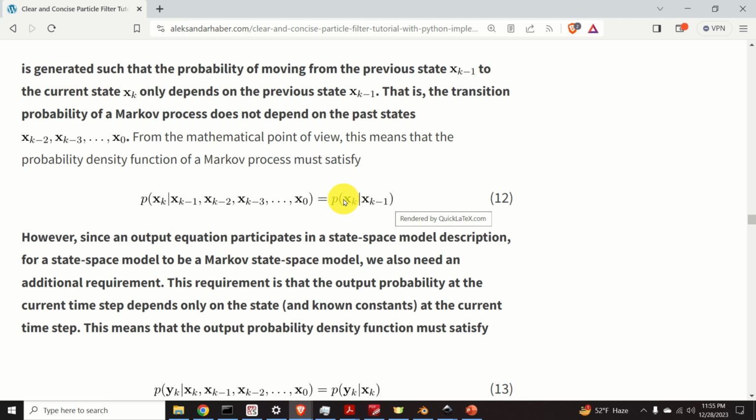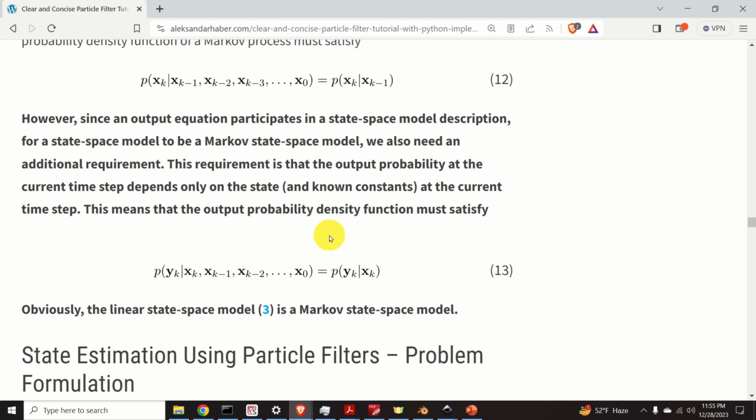This requirement is that the output probability at the current time step depends only on the state and known constants at the current time step. This means that the output probability density of our model must satisfy this equation. Obviously, our linear state space model is a Markov state space model due to its structure.